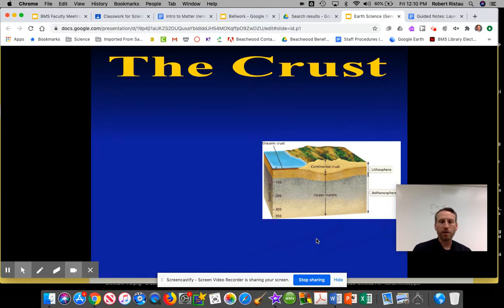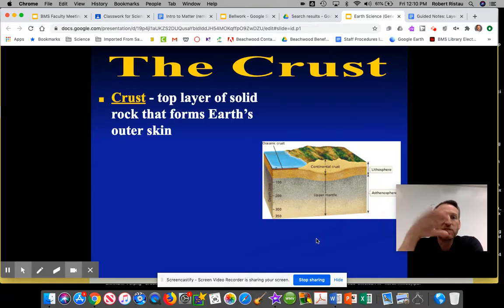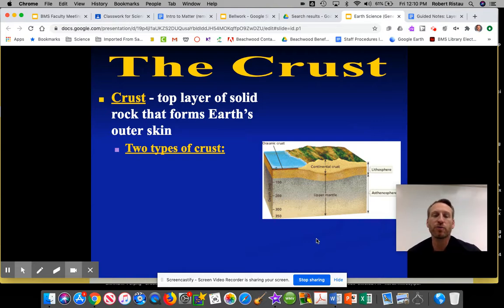Let's go through now and talk about the crust. All right, the crust is the top solid layer that forms Earth's outer skin. What we haven't talked about yet is that there are two types of crust, okay? And I might have mentioned this a little bit in the reading when we did the breakout activity with the groups, but this is really important.